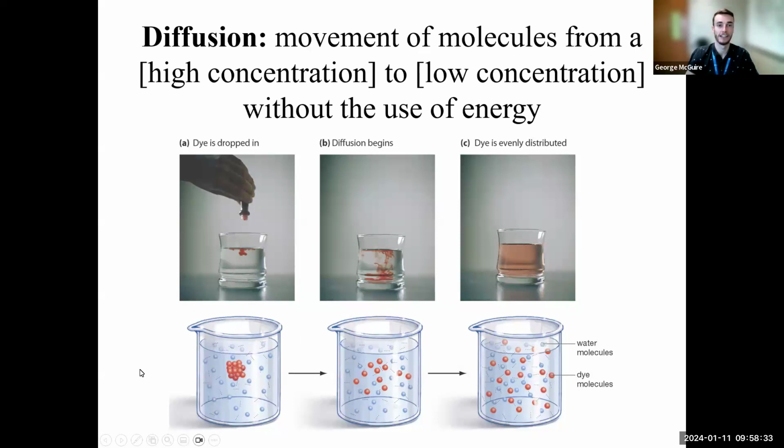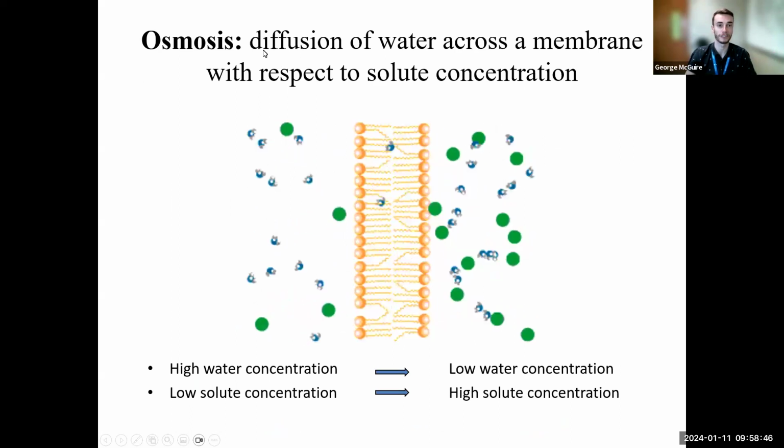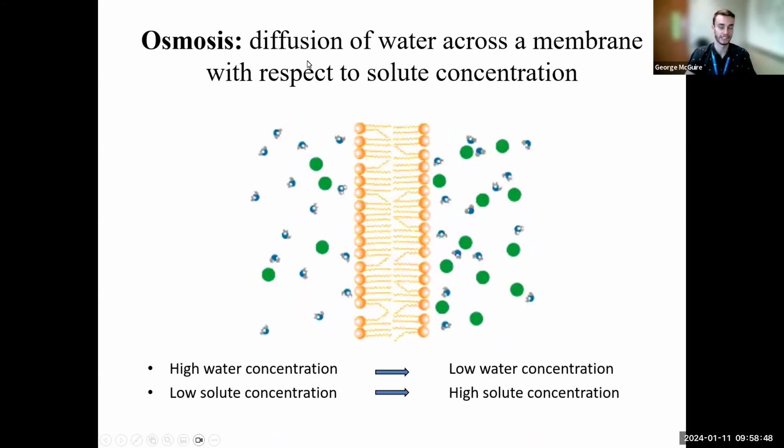If we dropped it there, the dye would not be able to get into this cup since we have this glass barrier. So instead, water will move out to give that dye space to spread out. Essentially the idea. And so when water is diffusing, that is called osmosis. It's diffusion of water across the membrane. Essentially, water is going to move in the opposite direction that diffusion is moving.